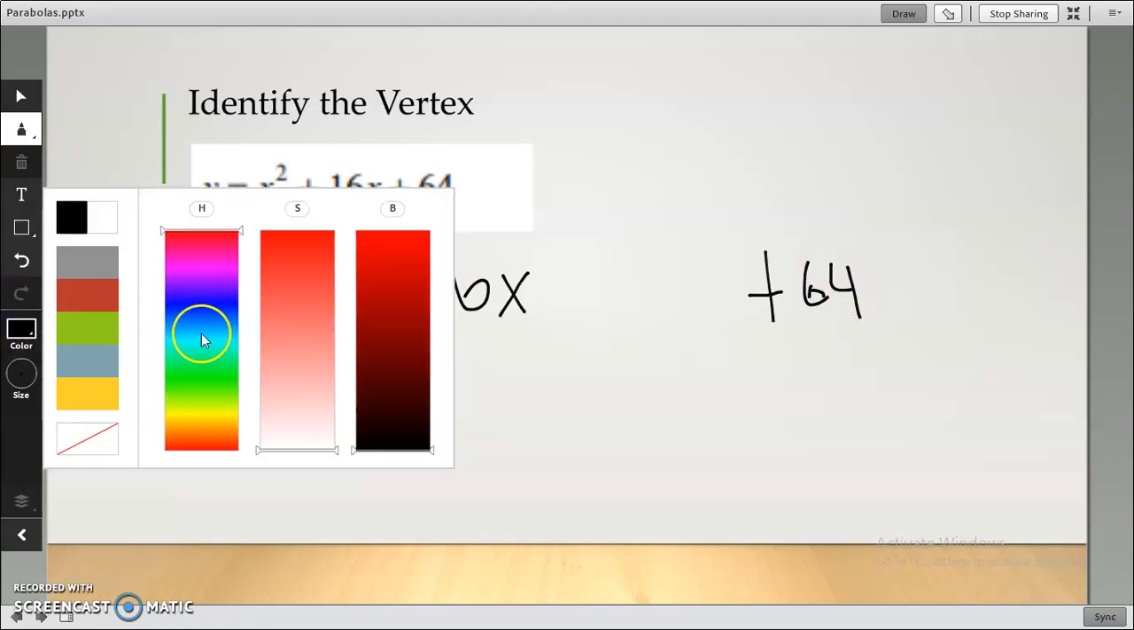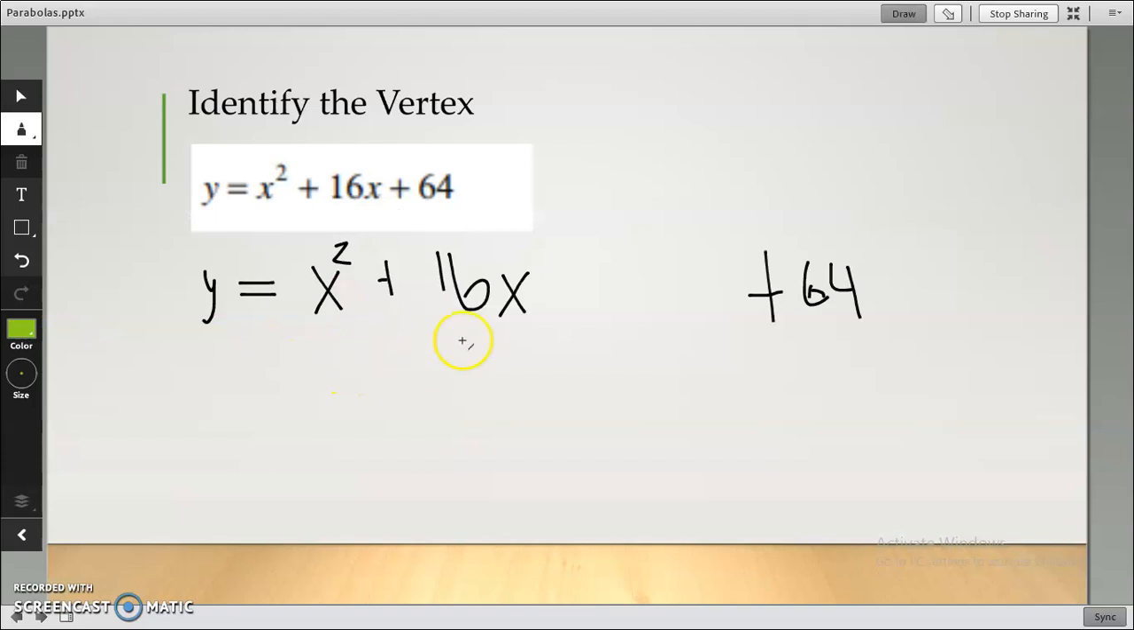So I'm going to change my color. And my color does not want to change. Alright, so in order to complete the square, I need to divide my b number, which is 16, by 2, and then square it. So 16 divided by 2 is 8, and then squared is 64. So I'm going to add 64.